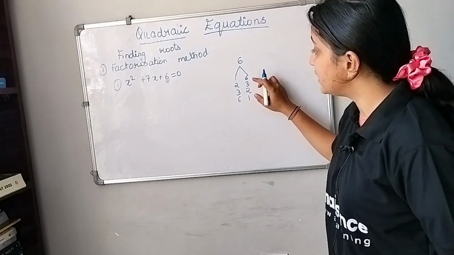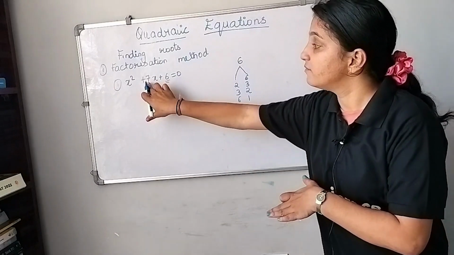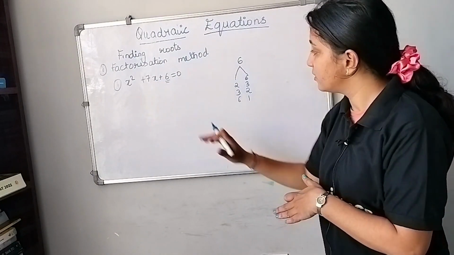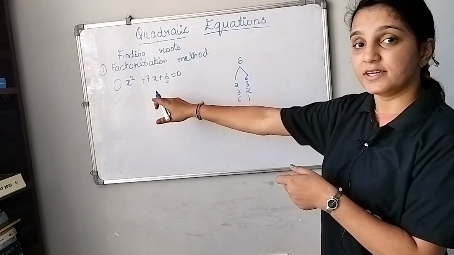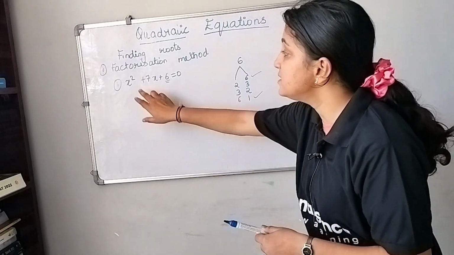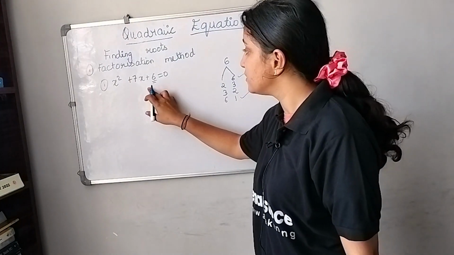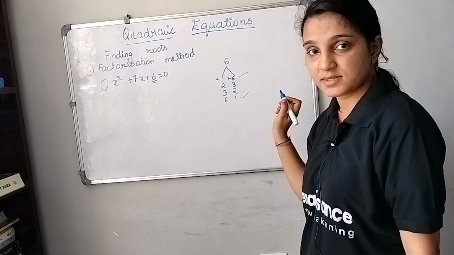Now we should take such a pair that while adding or subtracting we should get this 7. Okay, now which pair should we add or subtract to get 7? It is this or this, either this or this. Now what is the sign here? Plus 7, right? So we should take plus 1 and plus 6.